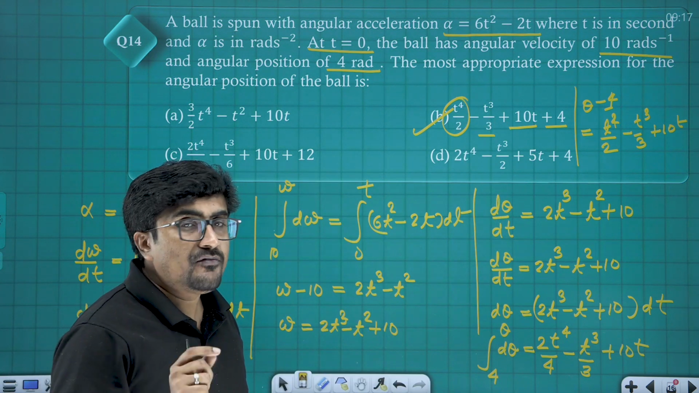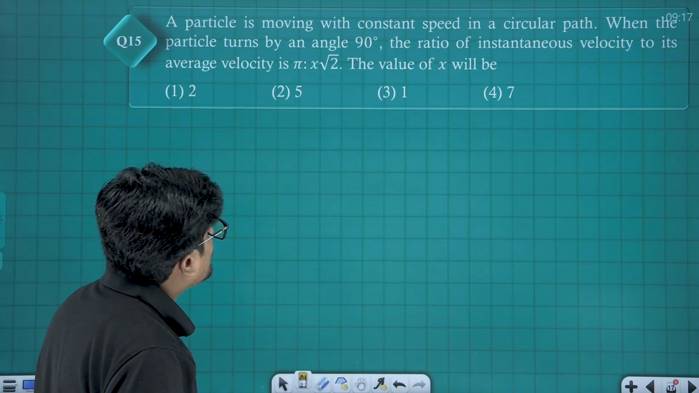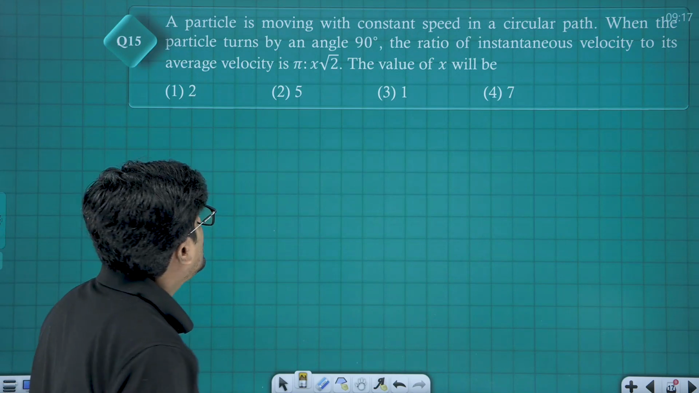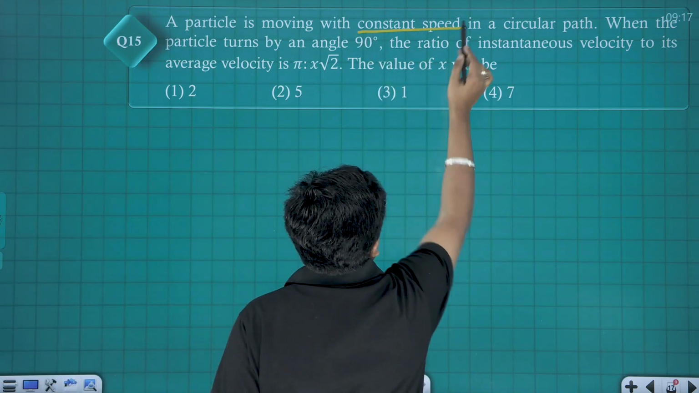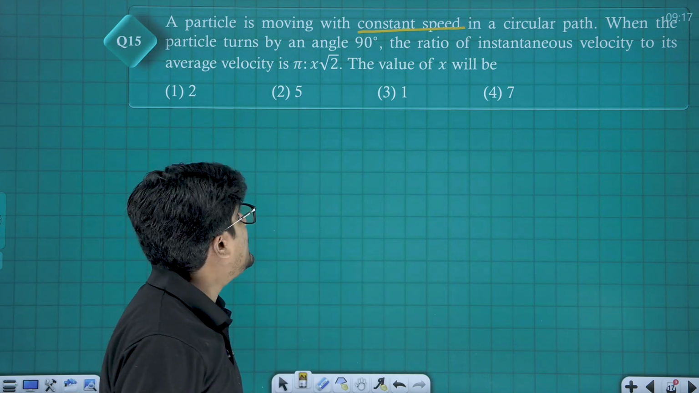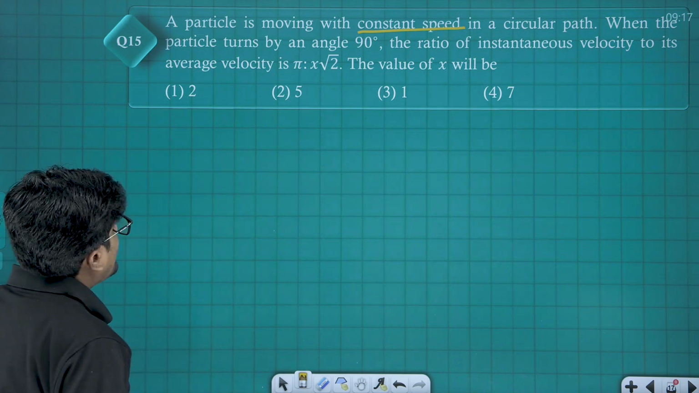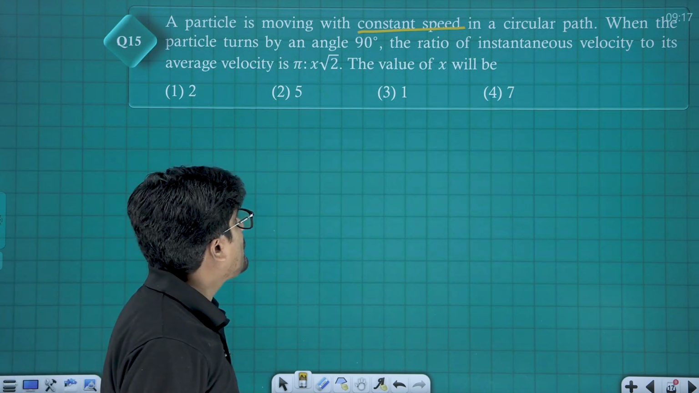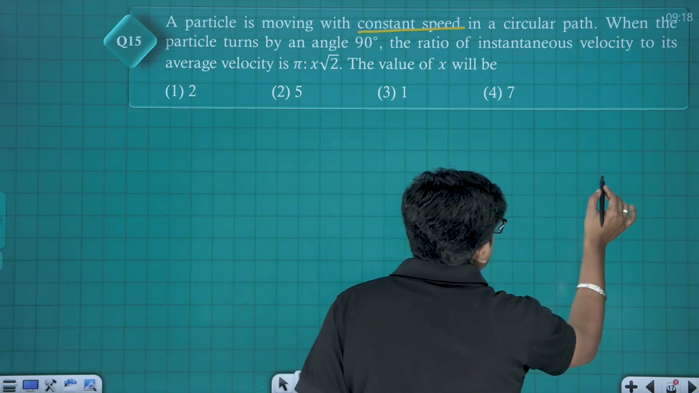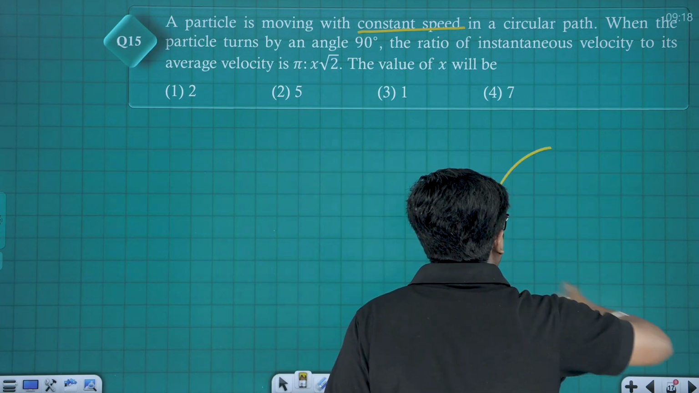Next is question number 15. Question number 15 says, a particle is moving with constant speed in a circular path. When the particle turns by an angle of 90 degrees, the ratio of instantaneous velocity to its average velocity is pi upon x root 2. Then the value of x will be? That's the question. Alright. So let this be the circular path in which the body is moving.